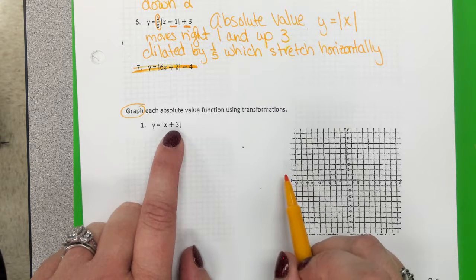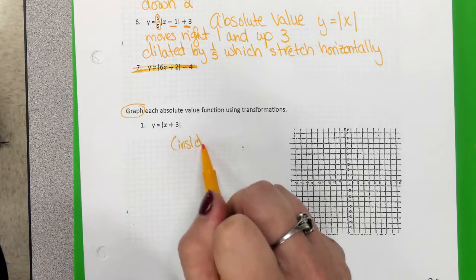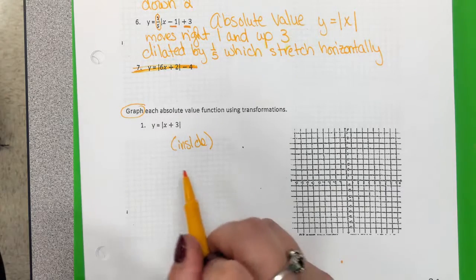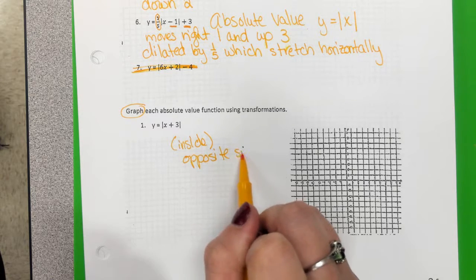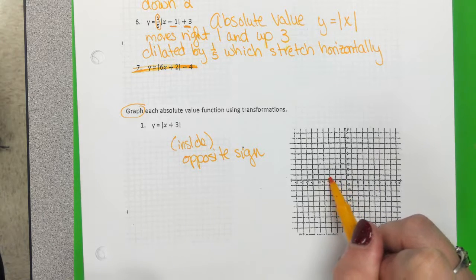Plus 3 is on the inside, right? I'm going to do it without it first. And if it's on the inside, we take what kind of sign? Opposite sign. So plus 3 normally tells me to move right 3. But if we take the opposite sign, which way are we going to move? Left 3. So that's where our vertex is going to be, right there.